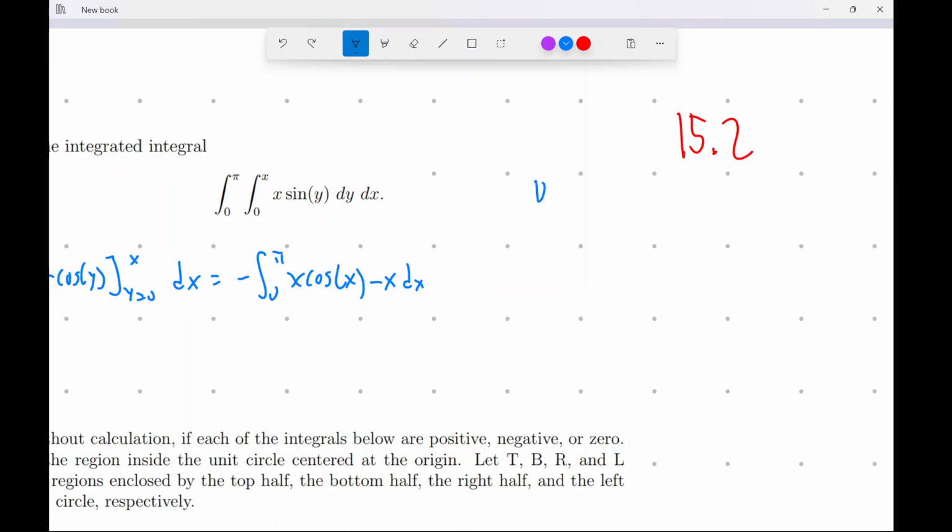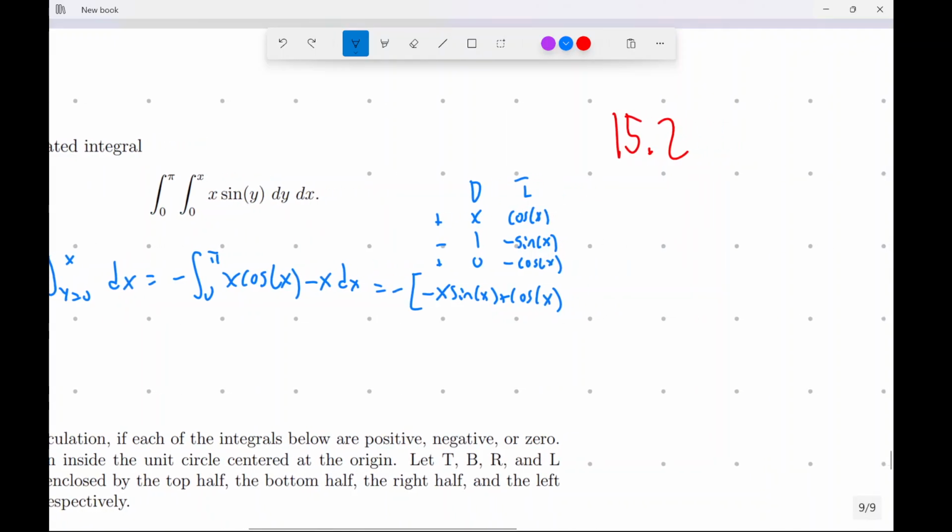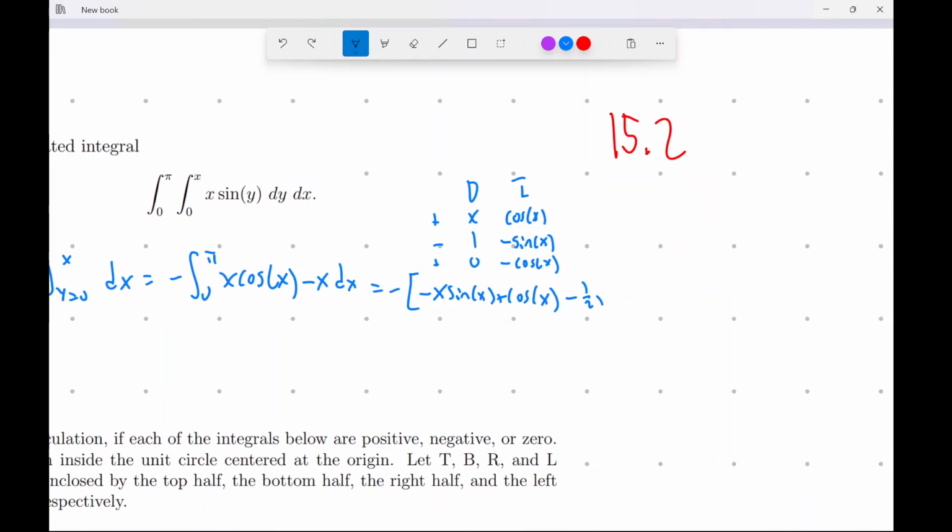I'm going to use integration by parts. So we'll differentiate x and integrate cosine of x, because if we differentiate x, it'll go away after a certain number of terms. So we get that. Integral of cosine of x is sine of x. Integral of sine of x is negative cosine of x. So this is equal to negative x sine of x plus cosine of x. And then integral of x is 1/2 x squared from 0 to pi.